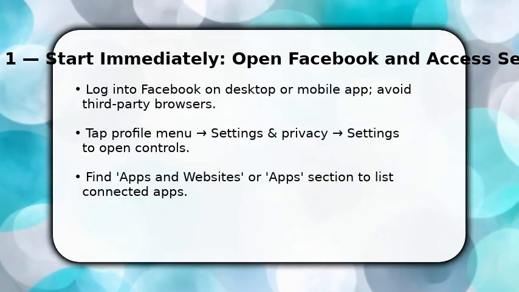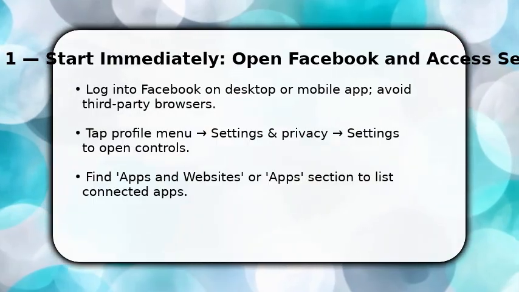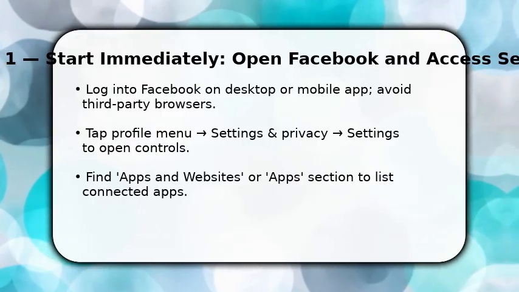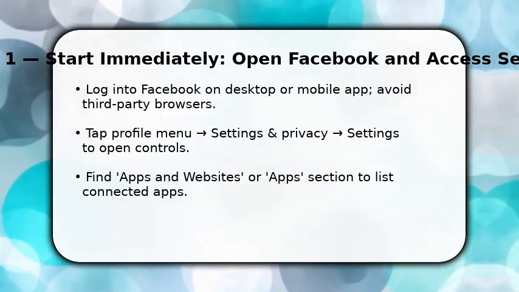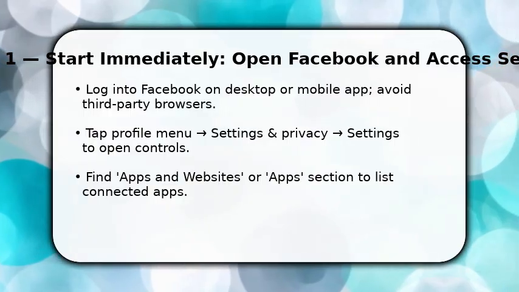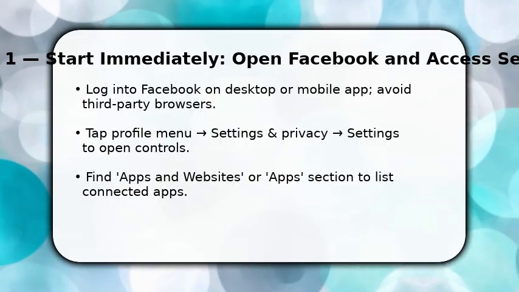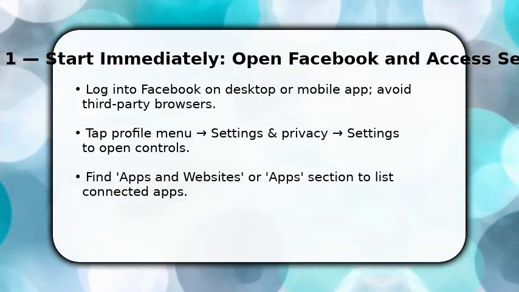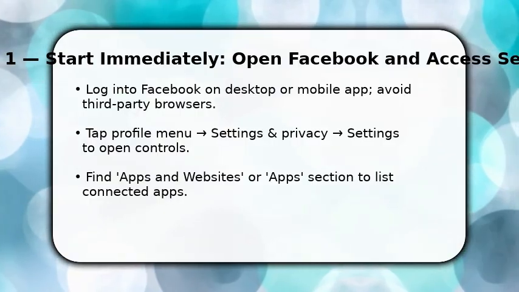You need to act now. Sign into Facebook using the official app or desktop site because layout differs by platform. Once logged in, open the main menu and choose Settings and Privacy, then Settings. This route puts you where Connected Apps live. Make sure to locate the Apps and Websites or Apps label. It often appears under Security or Account Settings.